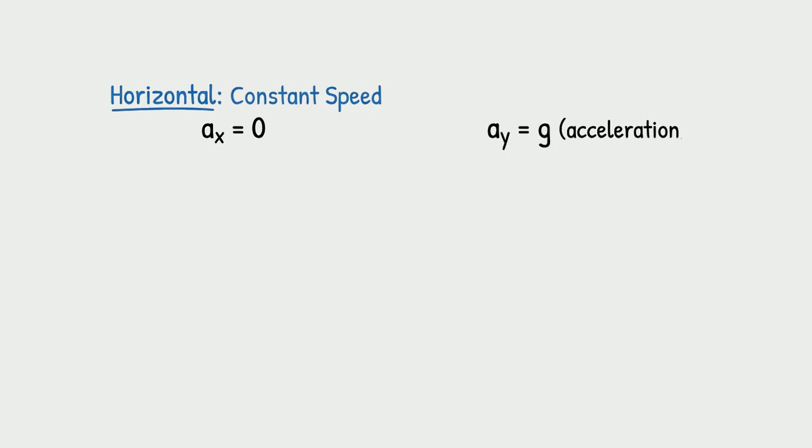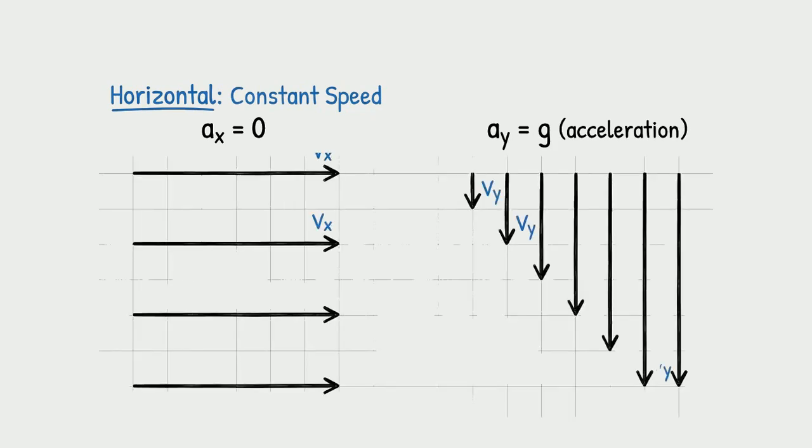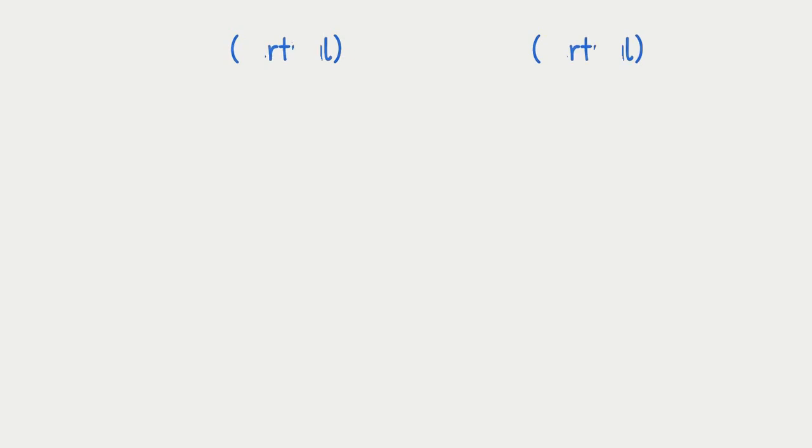So, in projectile motion, horizontal motion happens at constant speed. There's no horizontal acceleration in the ideal model. Meanwhile, vertical motion is affected by gravity, so it accelerates downward. These two motions happen at the same time, but they don't interfere with each other.